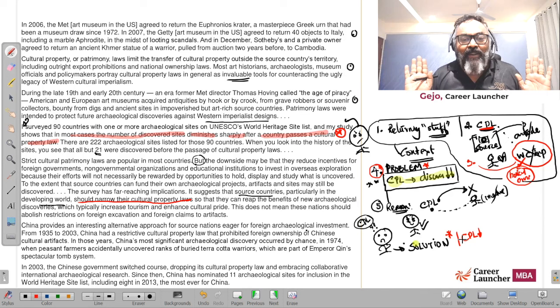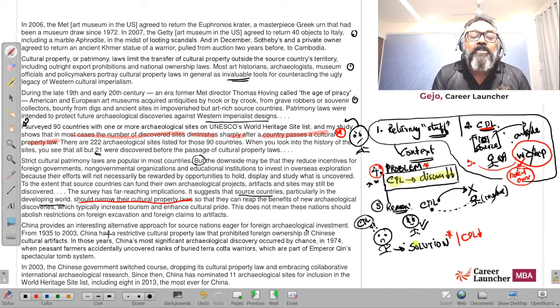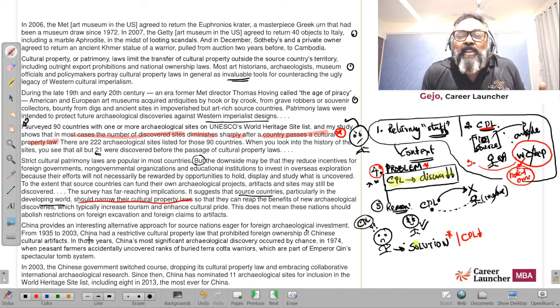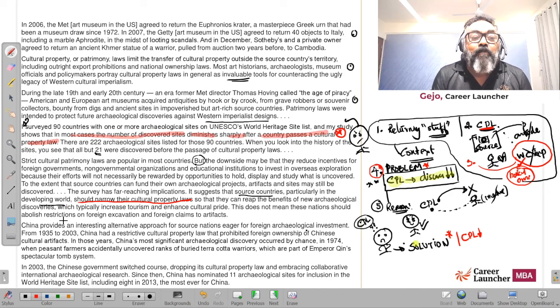strictness. Don't keep it strict so that they can reap the benefit of new archaeology discovery, which typically increases tourism and enhances cultural pride. So if you discover things, there is cultural pride, people will come, so you'll make some money out of it. So there are benefits. This does not mean that these nations should abolish restriction on foreign excavation and foreign claims to artifacts. So I'm saying that this doesn't mean these nations should abolish restriction. Not completely, but reduce a little bit, please.